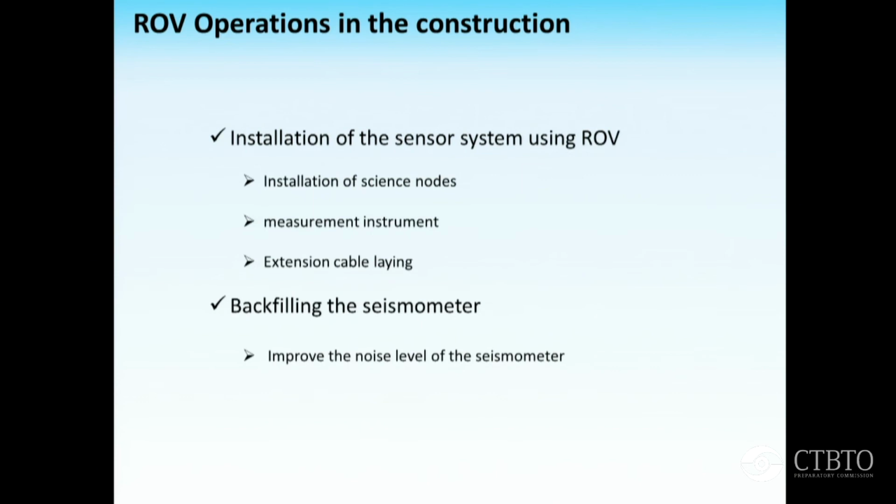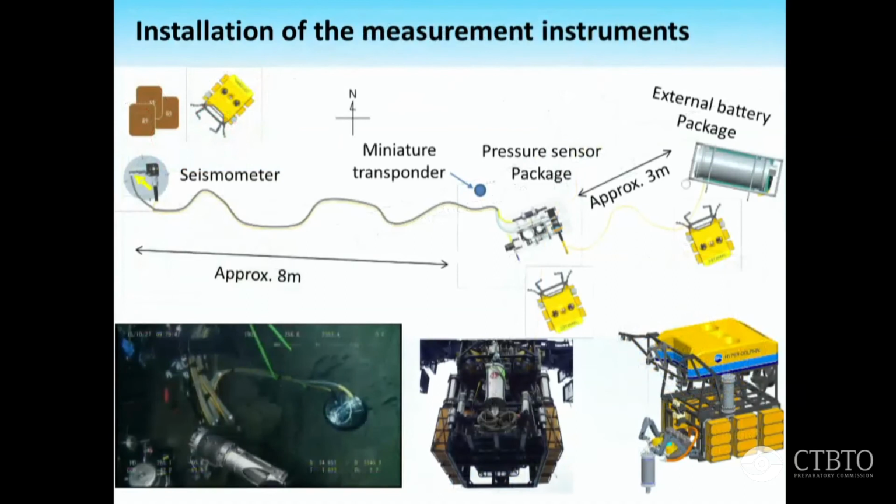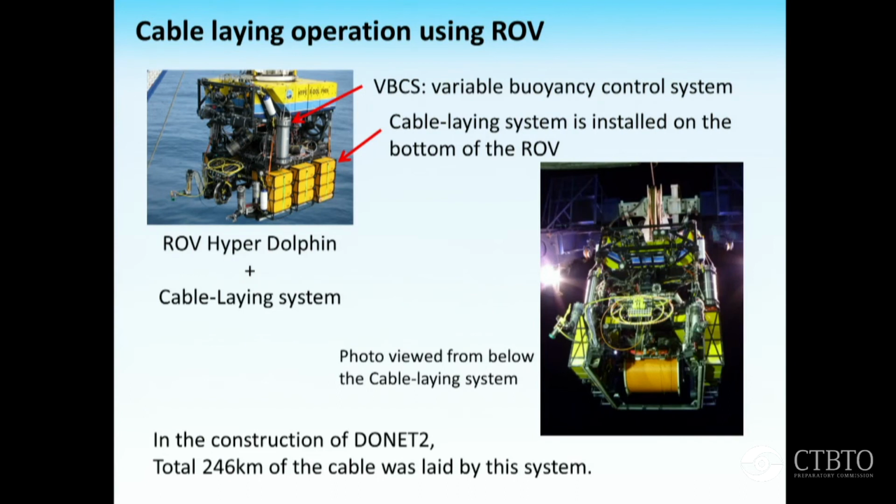Next slide, ROV operation and the construction. The installation of the sensor system uses the ROV and backfilling of the seismometer. Next slide. This is the ROV Hyper-Dolphin of JAMSTEC here. This is the science node, and this is a terminal unit. Here is how to connect them using the extension cable. Next is the seismometer, maintenance transponder, the pressure sensor packages, and the external battery packages. Next slide. This is the cable laying operation using an ROV.